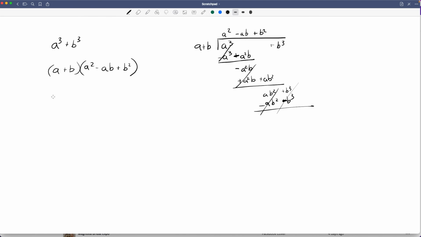And those formats are the first thing cubed plus the second thing cubed, which is the format we have here. And that format ends up being the first thing plus the second thing, times the first thing squared minus the first thing times the second thing plus the second thing squared. Every single time. And if you look, the first thing is a.